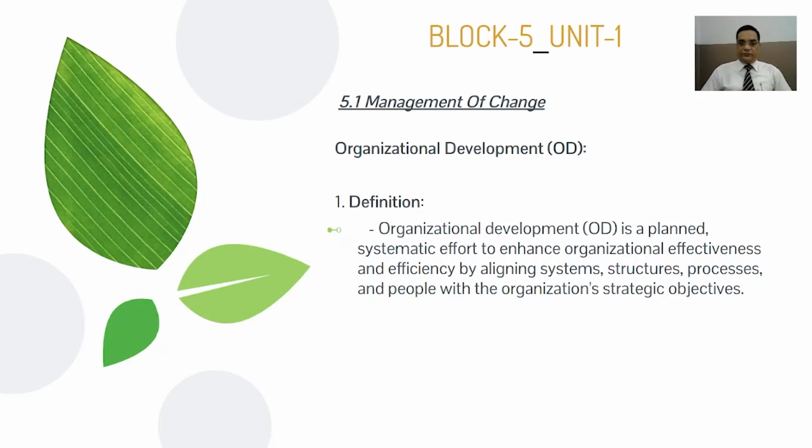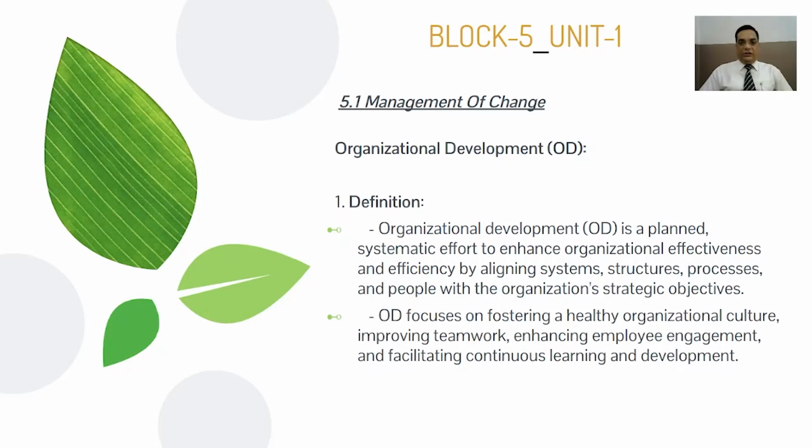What does it mean? Here we take the case study of Google. Organizational development is a planned, systematic effort to enhance organizational effectiveness and efficiency by aligning system, structure, process, and people with the organization's strategic objective. Let us understand the first fundamental aspect. Organizational development is part of planning, systematic, where we plan how we will carry this organization from 0 to 100. So that is proper planning with milestones.